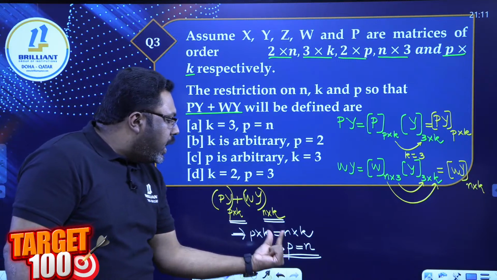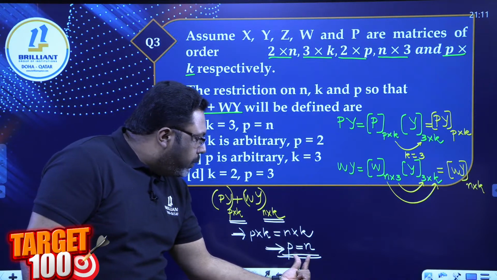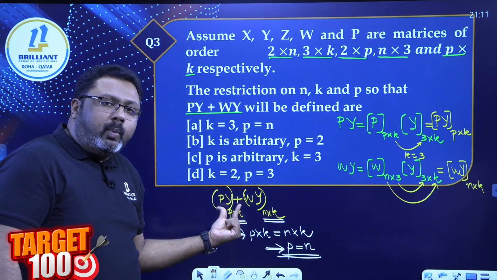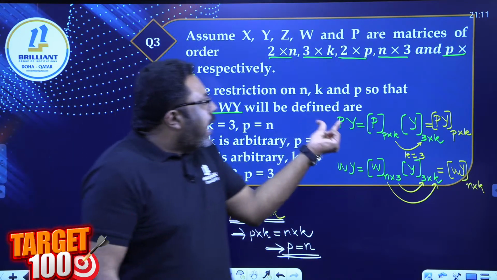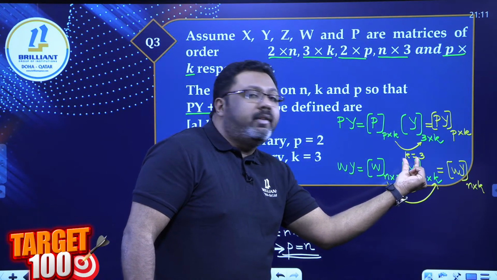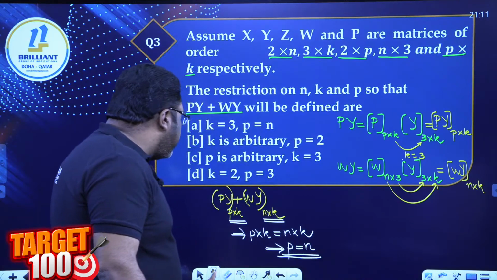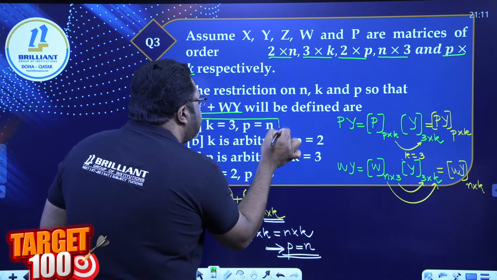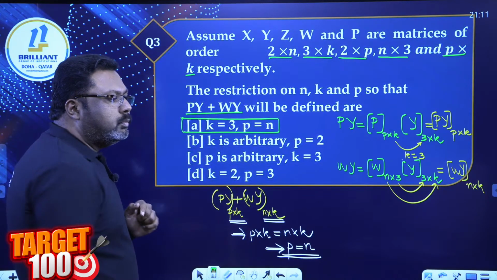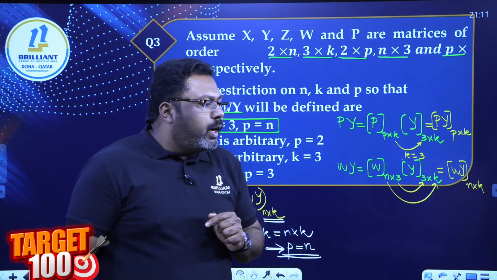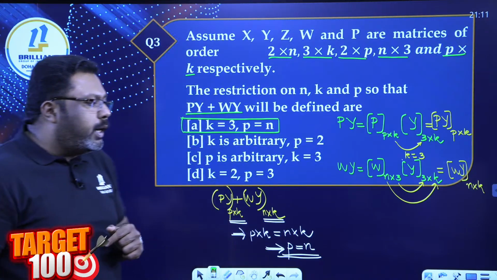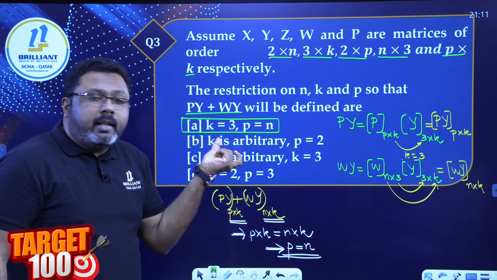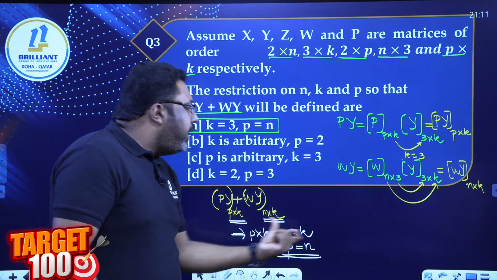So we got the understanding that P should be equal to N, then only we can add two matrices, and the product is only possible if K is equal to 3. From these two conditions, it's pretty obvious that option A is the right answer. Yes, Kevin right, Dhruvil right, Ebin also right. So we got the option that K is equal to 3 and P is equal to N.